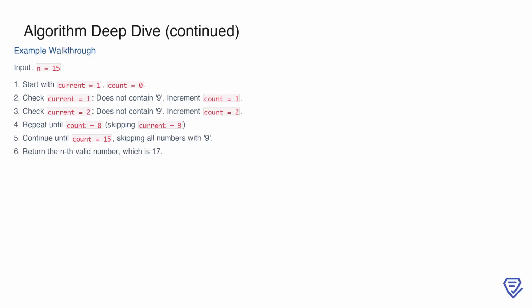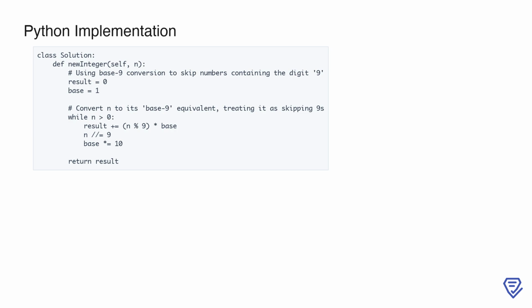Eventually, when count reaches 15, the algorithm identifies the 15th valid number as 17. This demonstrates how the algorithm systematically skips invalid numbers while efficiently finding the desired nth valid number. This solution solves LeetCode problem Remove 9 by leveraging a mathematical property of numbers in base 9 to efficiently skip integers containing the digit 9.